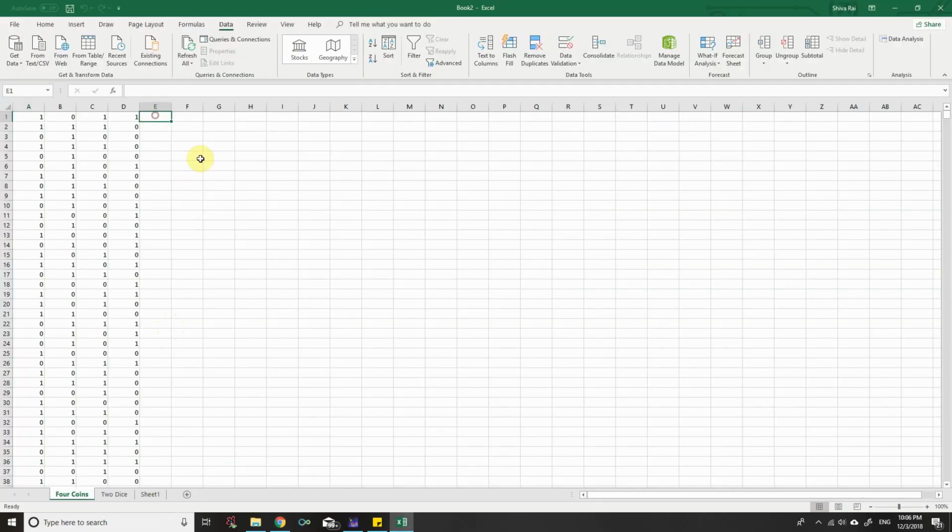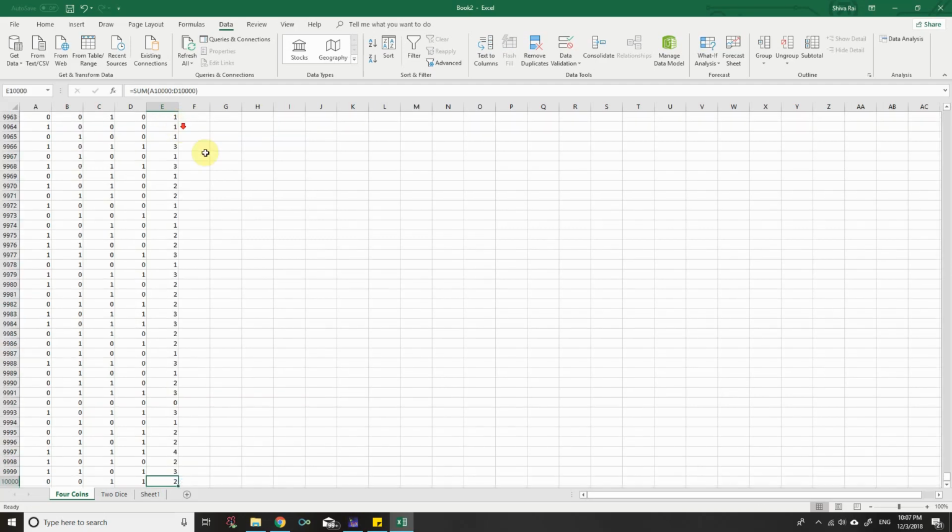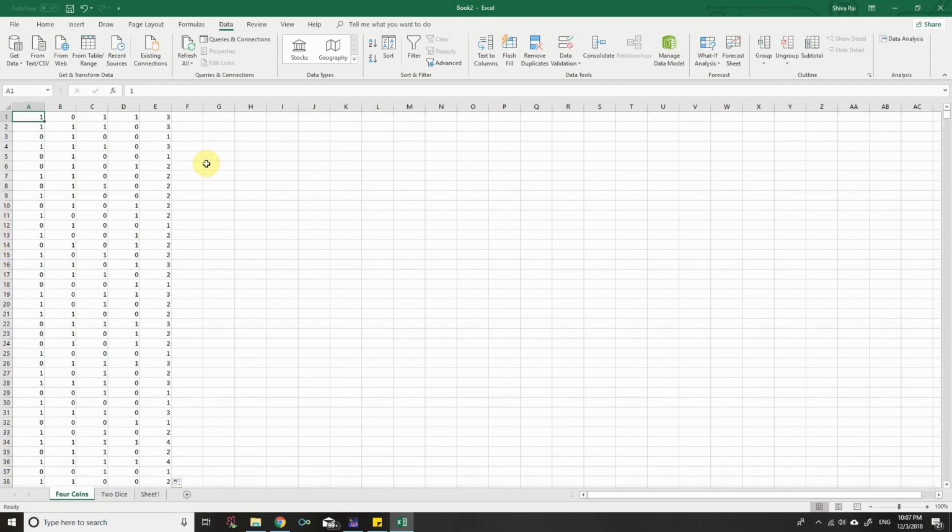Okay, in column E, equals sum from A1 up to D1. Then hover on the bottom right and click, so that you should get all the 10,000 sums. Okay, so column E is the sum.